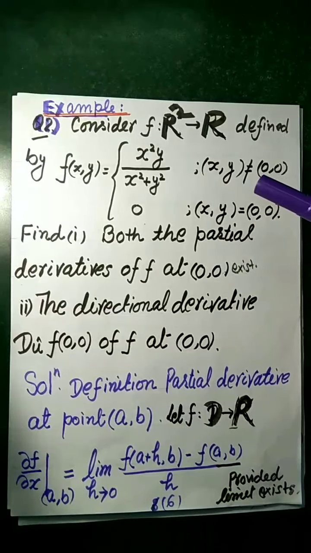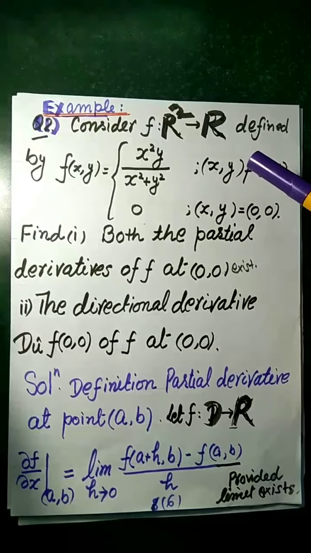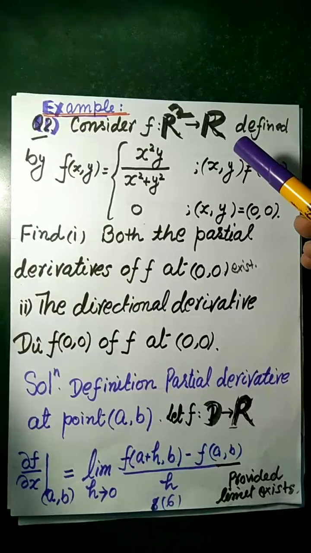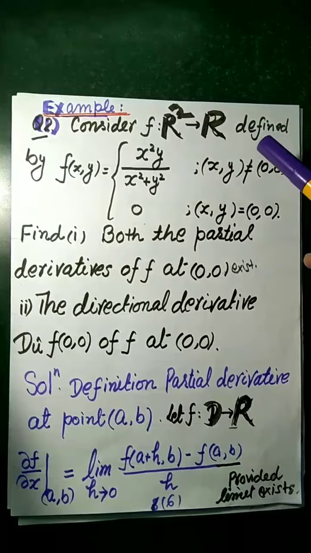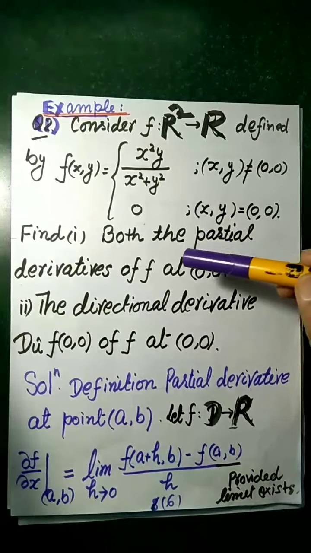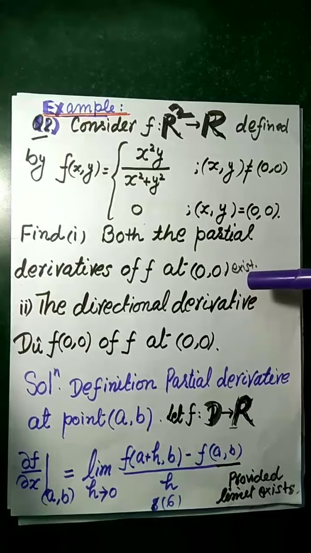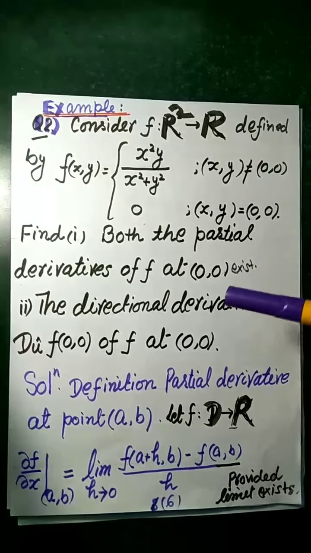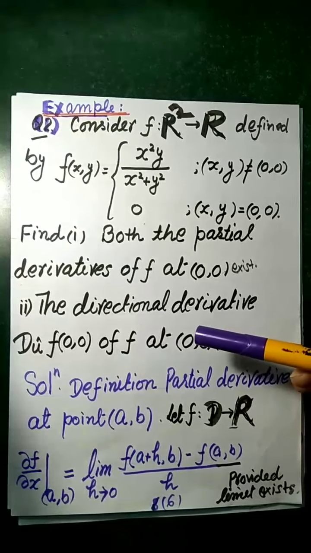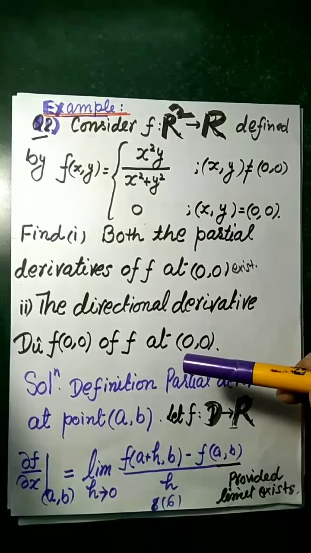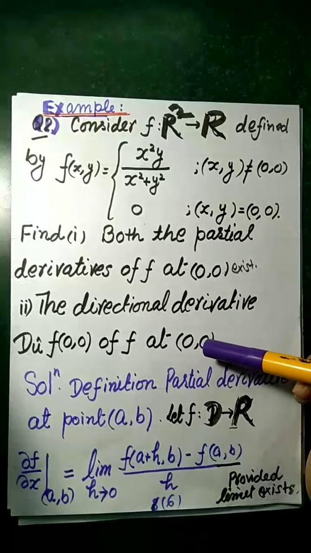Now we are considering this question. Consider the function from R2 to R defined by this. Let us find whether both the partial derivatives of f at point (0, 0) exist. And secondly, we have to obtain the directional derivative of the function at point (0, 0).